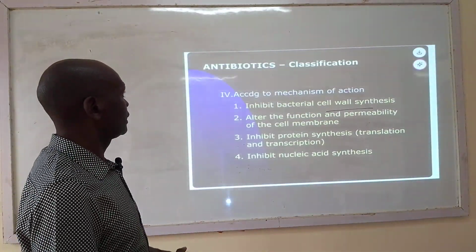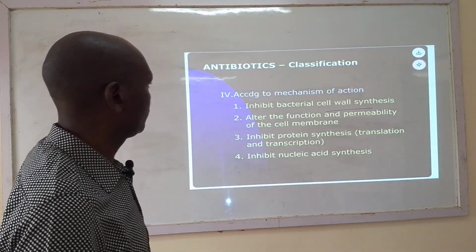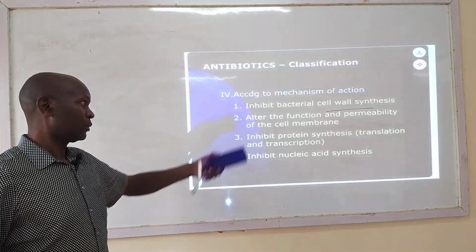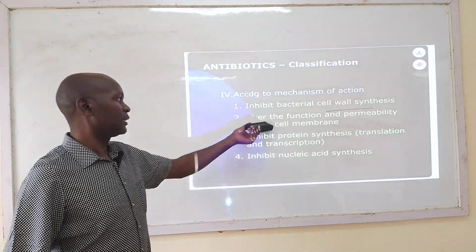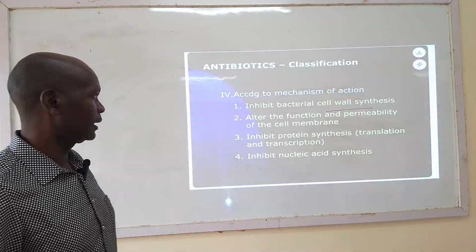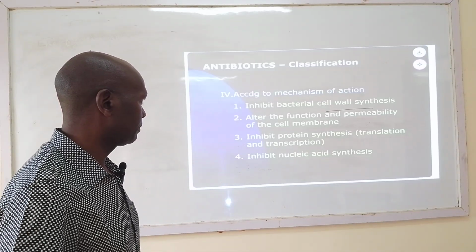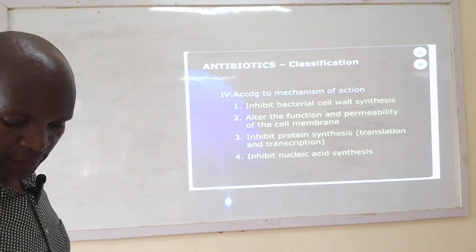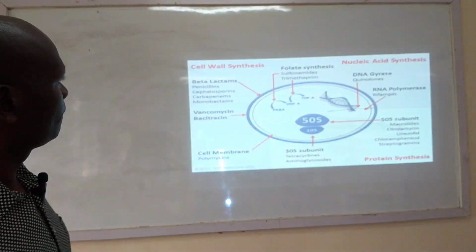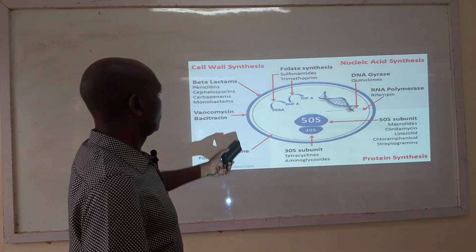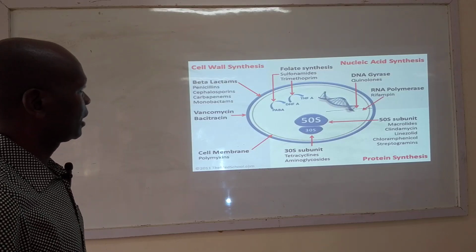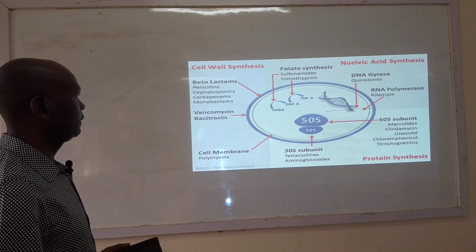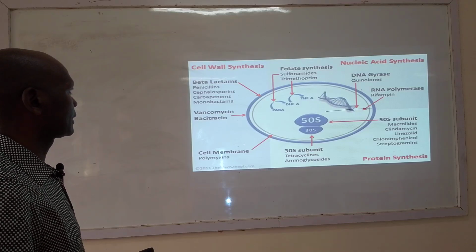You can also classify antibiotics according to their mechanism of action. We have those that inhibit the bacterial cell wall, those that inhibit the cell membrane of a bacteria, those that inhibit protein synthesis, and those that inhibit nucleic acid synthesis. We shall see. So this diagram can help us explain the various modes of action of different classes of antibiotics.